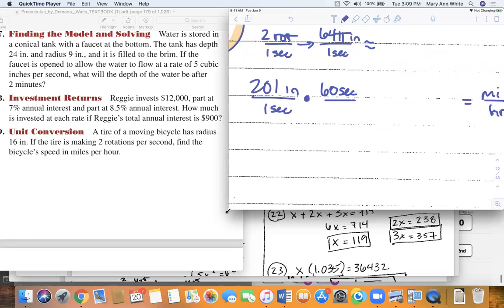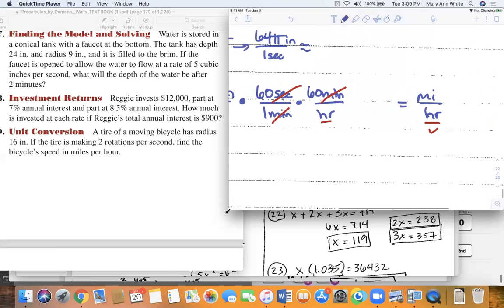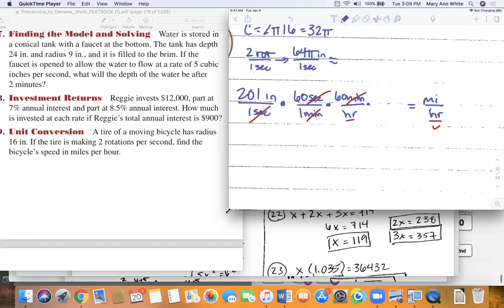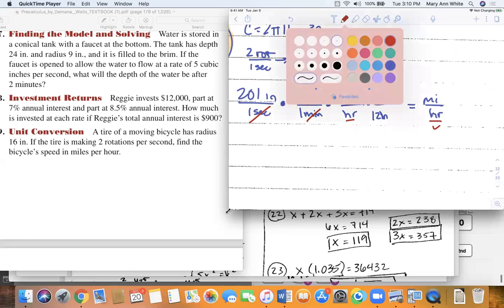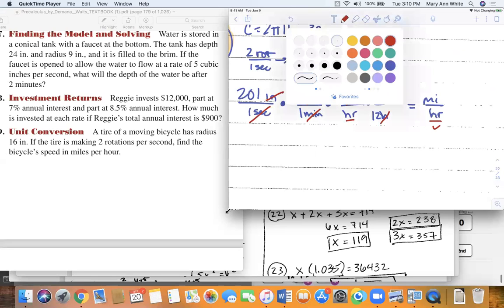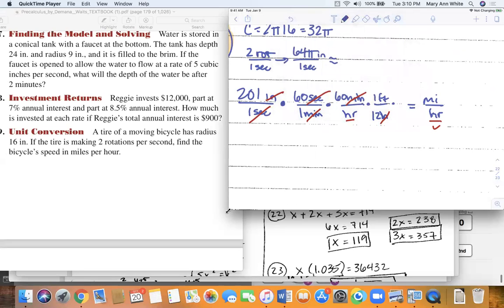So there's 60 seconds in 1 minute, and then there's 60 minutes in 1 hour. Okay, my seconds units crossed out, my minutes crossed out. I've got hour at the bottom. That's good. Now I need my inches to go to miles. Well, we got to go to feet, and then we can go to miles. So inches, there's 12 inches in 1 foot. I had to put the inches on the bottom so that my units could cancel out. And then I've just got one more. Now I've got feet to miles.